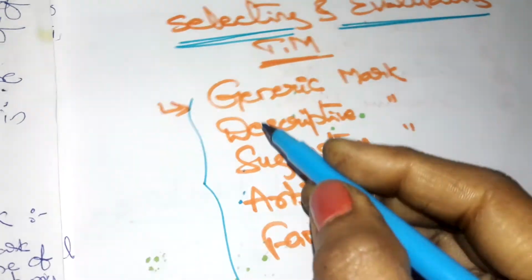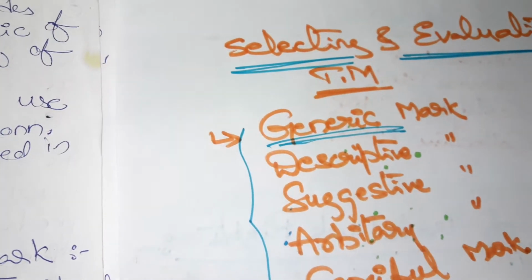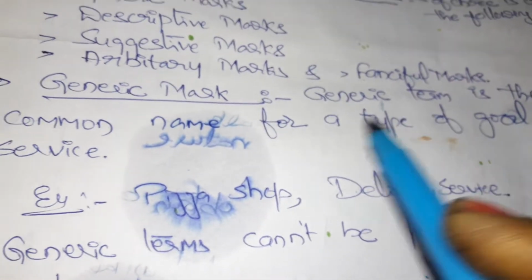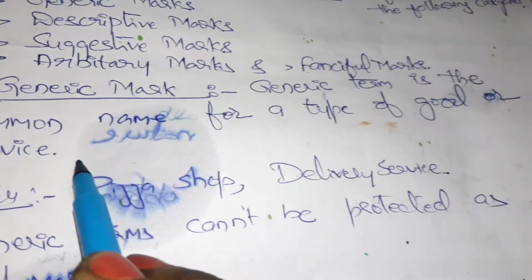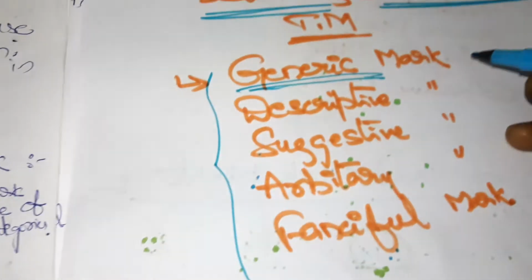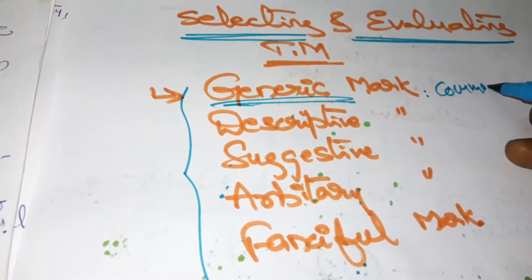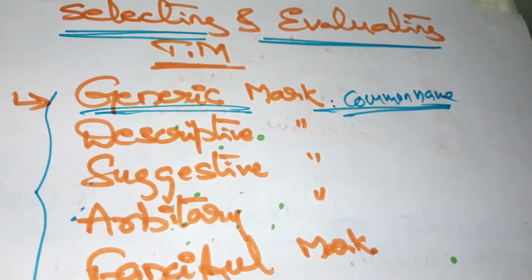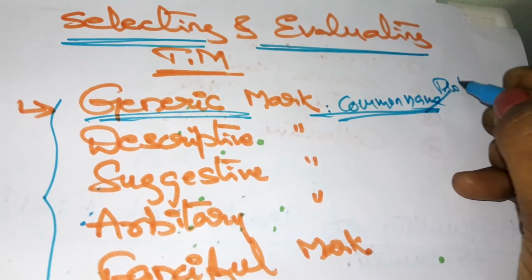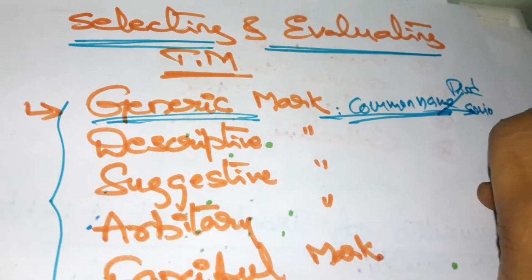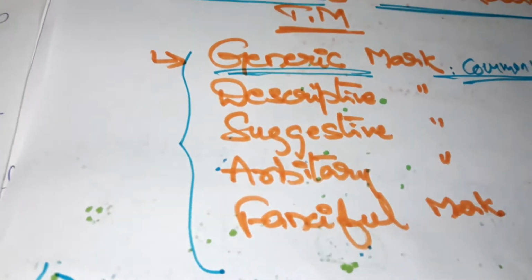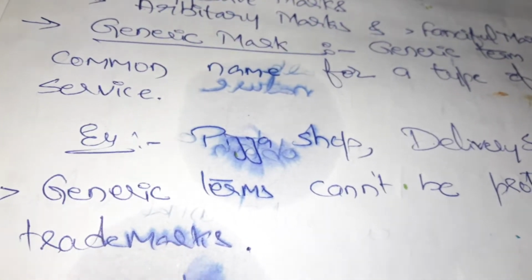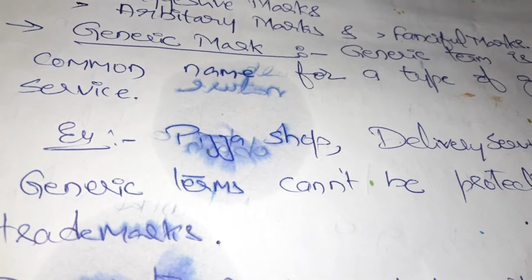First one is the generic mark. What is generic mark? We will see now. Generic mark is nothing but a generic term, a common name for a type of good or service. Generic is nothing but a common name. Generic mark is a common name for a type of product or service. For example, for the generic mark examples you can consider a pizza shop and delivery service. Generic terms cannot be protected by trademarks.